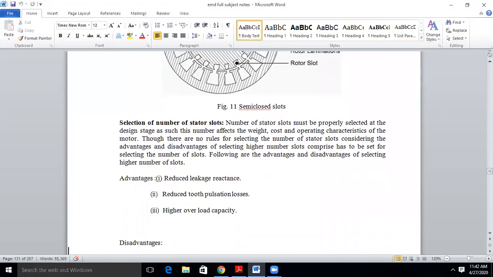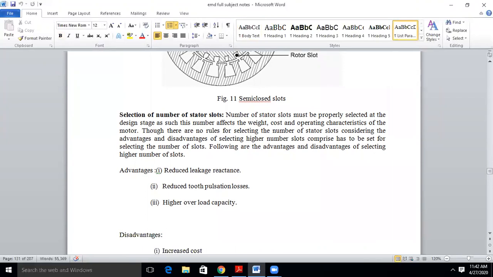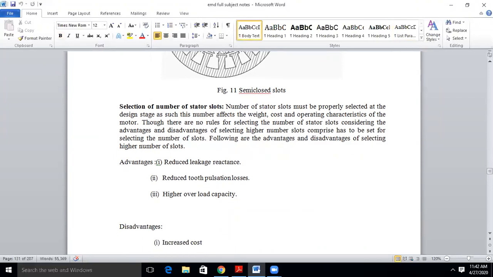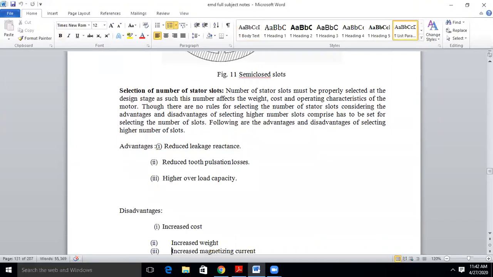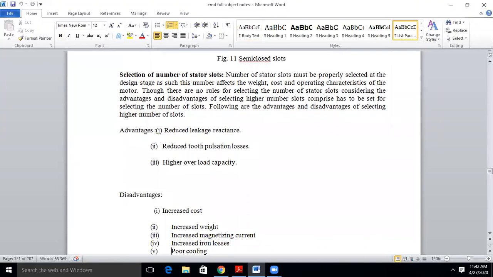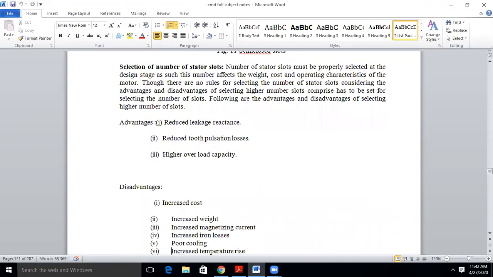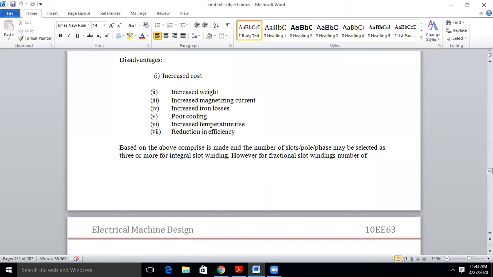Again, we have seen the criteria for the selection of the number of stator slots. If I select a larger number of stator slots, the advantages would be reduced leakage reactance, reduced tooth pulsation loss, and higher overload capacity. Again, if I select a higher number of stator slots, there are also disadvantages. This is what we discussed in the last class.